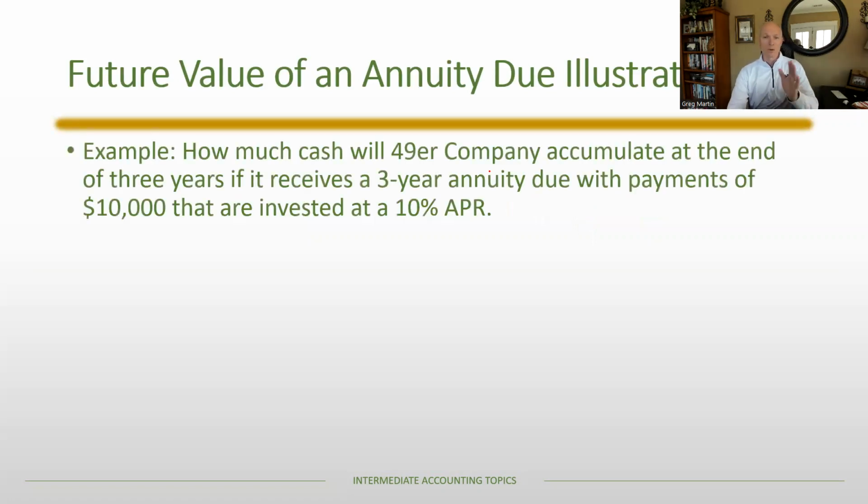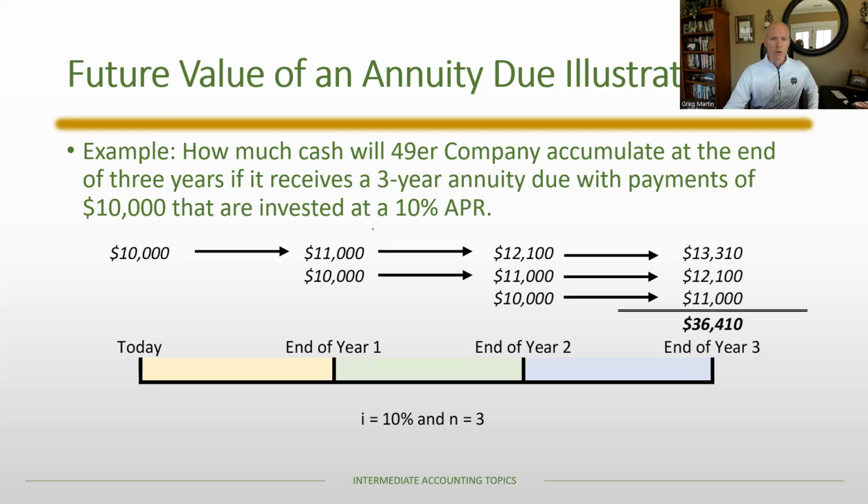And again, when we talk about annuity due, the timing is a little bit different. If you remember with the ordinary annuity, the first payment didn't happen until the end. But with an annuity due, the first payment happens immediately because everything's at the beginning of the period. So you can see that the $10,000 now grows differently, right?